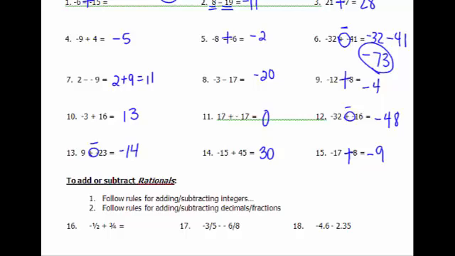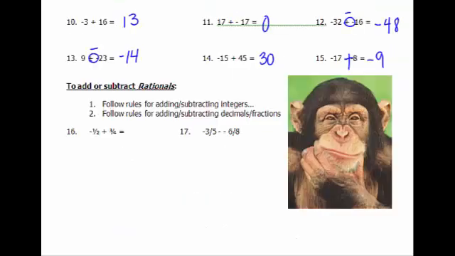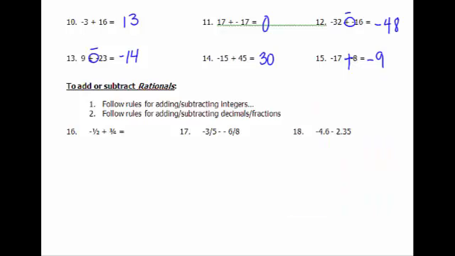I'm going to move on to add or subtract rationals. Well, let's think about this. Adding and subtracting rational numbers. Well, rational numbers are the same as any other number. They have to follow the same rules. So I have to combine two sets of rules, my adding and subtracting integers with my adding and subtracting decimals and fractions.